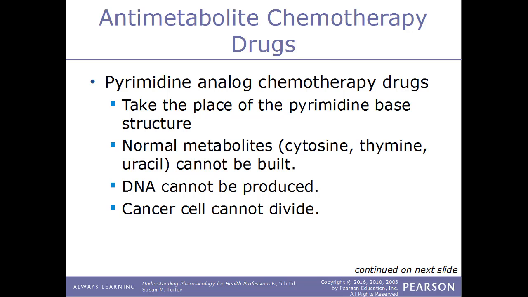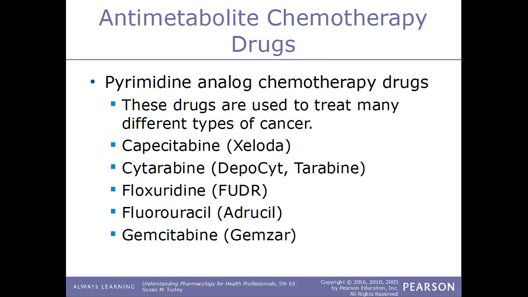And it's like we saw with the purine analogs. The pyrimidine analogs will take the place of the pyrimidine base structure. So normal metabolites, such as cytosine, thymine, and uracil, can't be built. If they can't be built, DNA can't be produced. If DNA can't be produced, cancer cells can't divide. And just like we saw with the purine analogs, the pyrimidine analog chemo drugs are used to treat many different kinds of cancers.